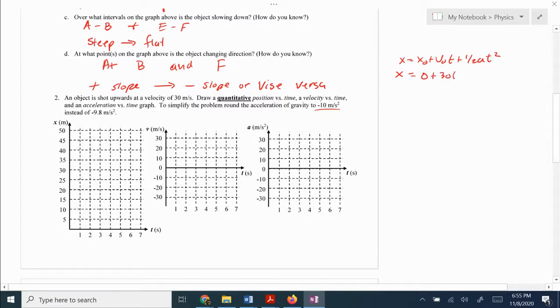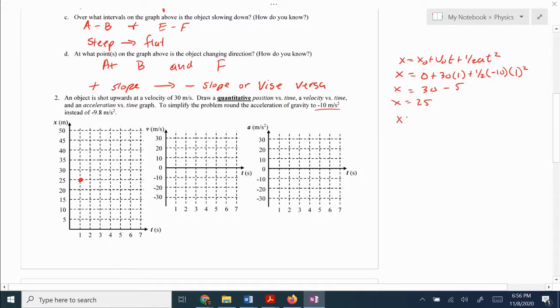Initial velocity is 30 times 1 second, plus 1/2 times -10 times 1 squared, and that's going to give me 30. 1/2 times my -10 is -5, so that's going to give me 25. So then I come over here and I plot at 1 second, 25. So it gives me 1 point there to put on that.